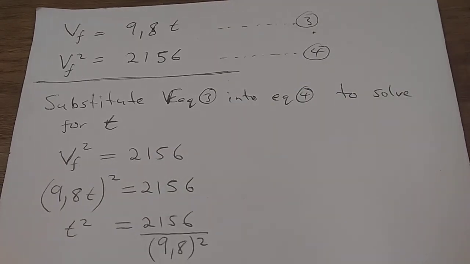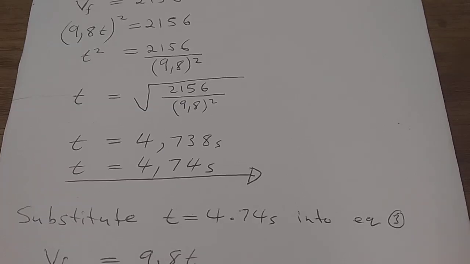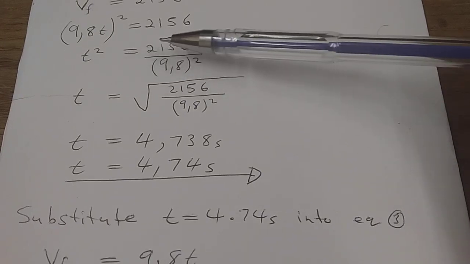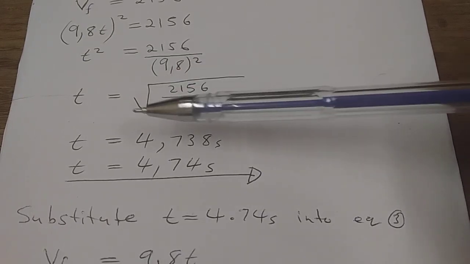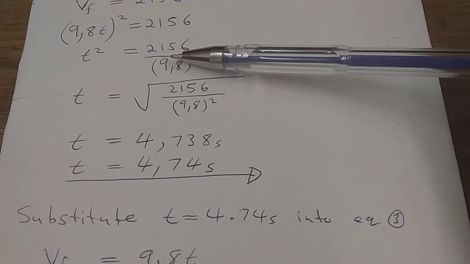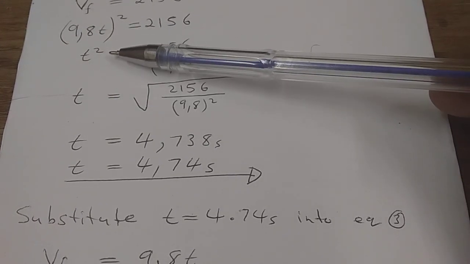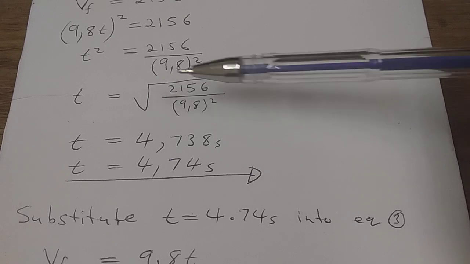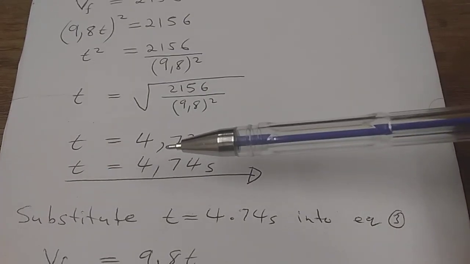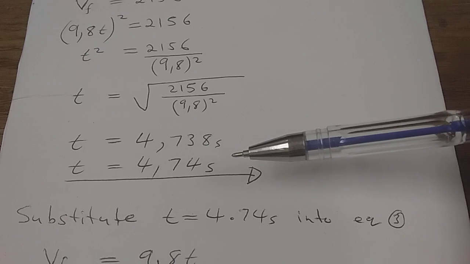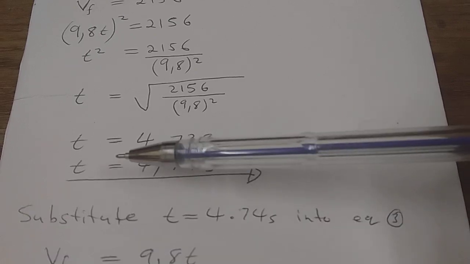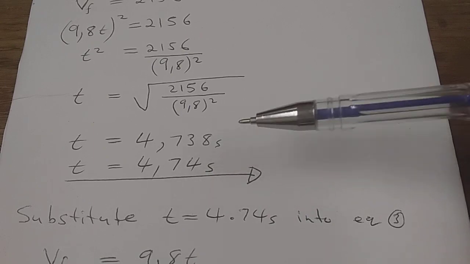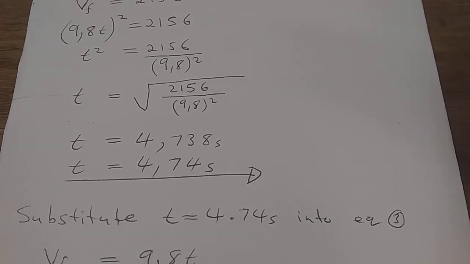Okay. So basically, this is how we'll be operating. By simply performing the algebra there, we are left with t squared is equal to that, and then you take the square root of the right hand side. That's how you eliminate the square, by square root, which is just to the power half. Then you solve for t, which is equal to 4.738 seconds. Rounded off to 2 decimals, your t is 4.74 seconds.